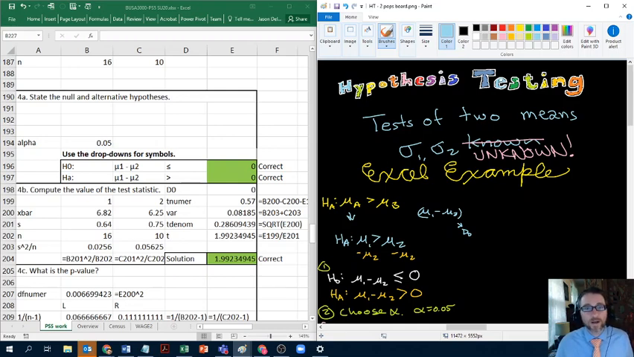Next time we meet, what I'll talk about is when we have two populations, but we're using what are called matched samples. So we'll take a look at that next time.